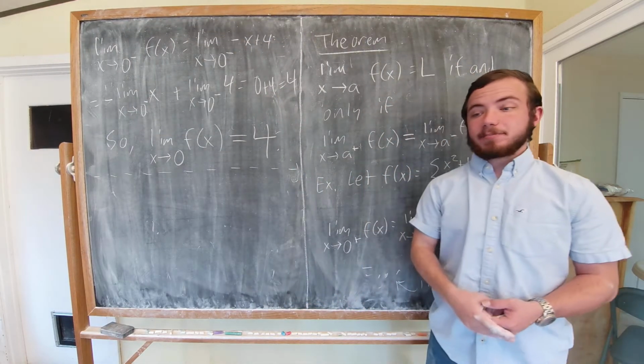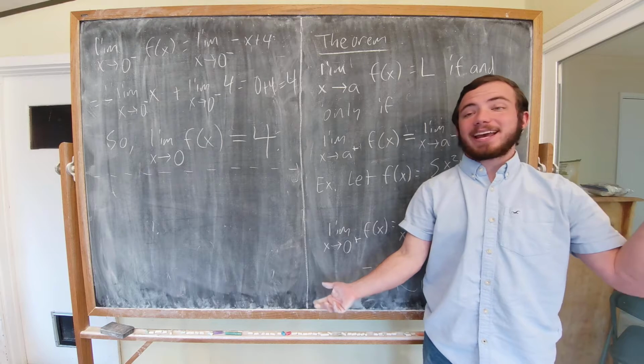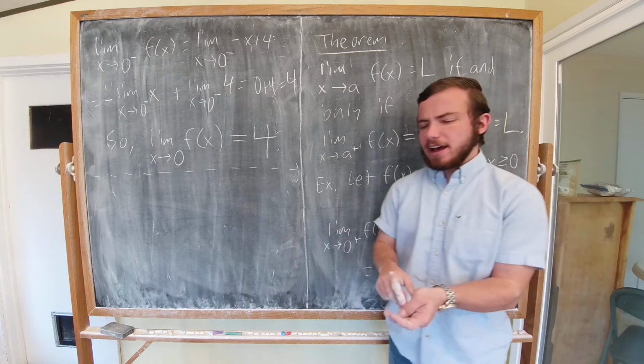All right. So that's one-sided limits, but this section is called one-sided limits and continuity. What does continuity have to do with limits?